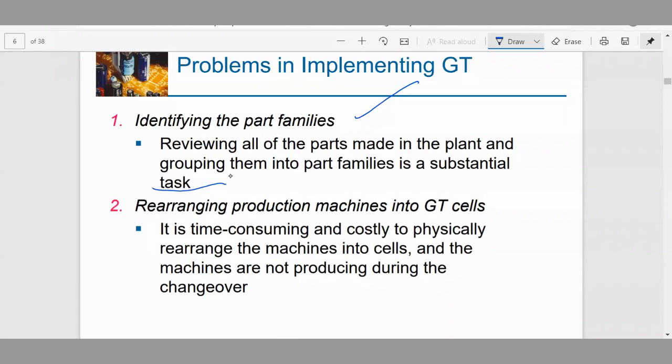How will we form the part families? We have already discussed on the basis of design and production.